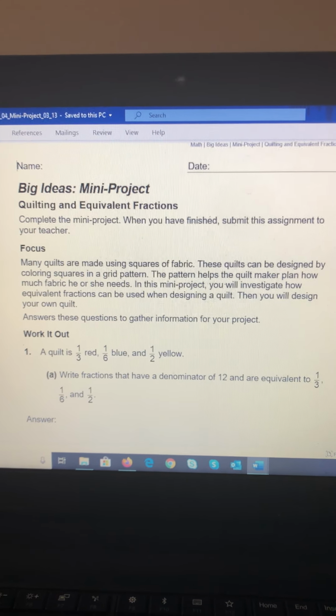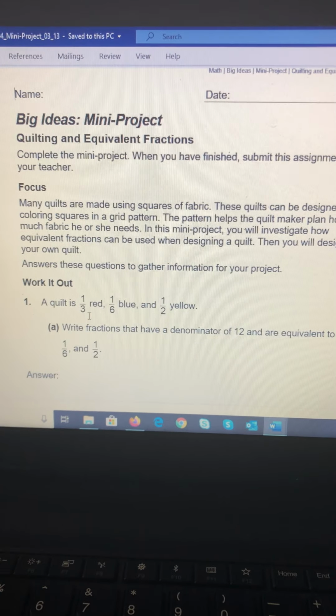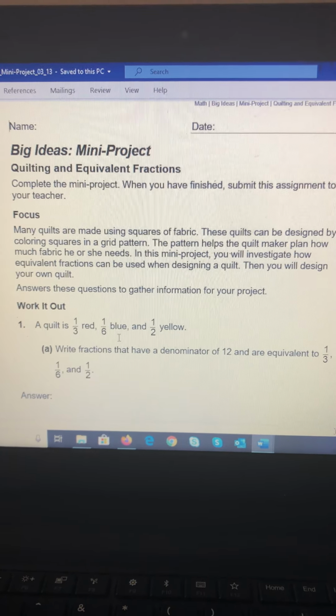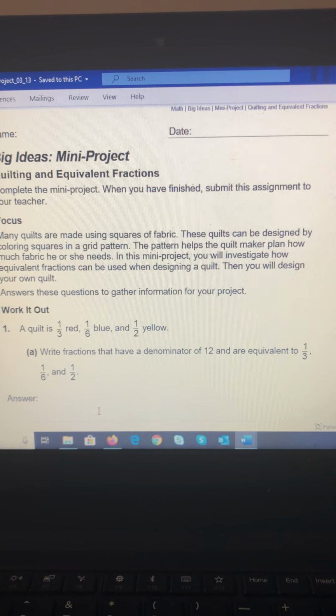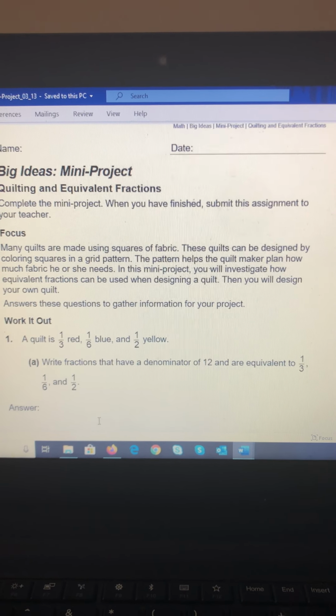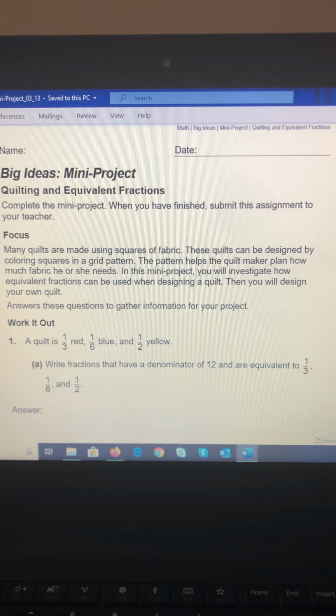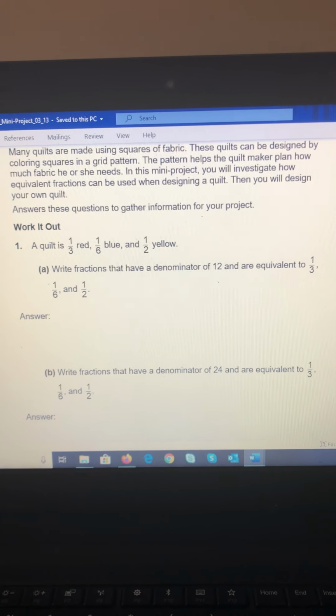So here we are going to work it out. Number one says, a quilt is 1/3 red, 1/6 blue, and 1/2 yellow. Write fractions that have a denominator of 12 and are equivalent to 1/3, 1/6, and 1/2. So you have a couple different choices. You can use your grid paper if that would help you. So let's take a look.